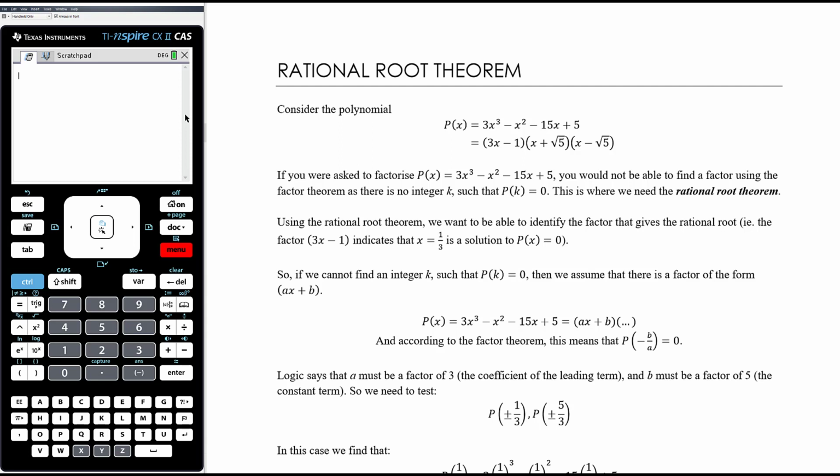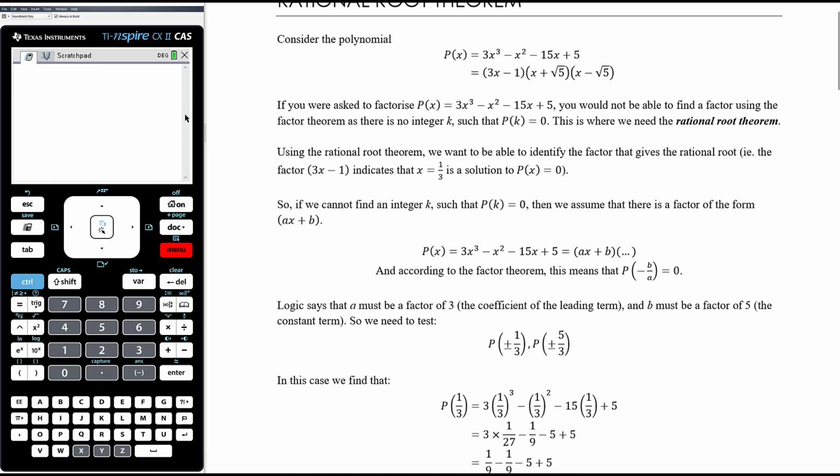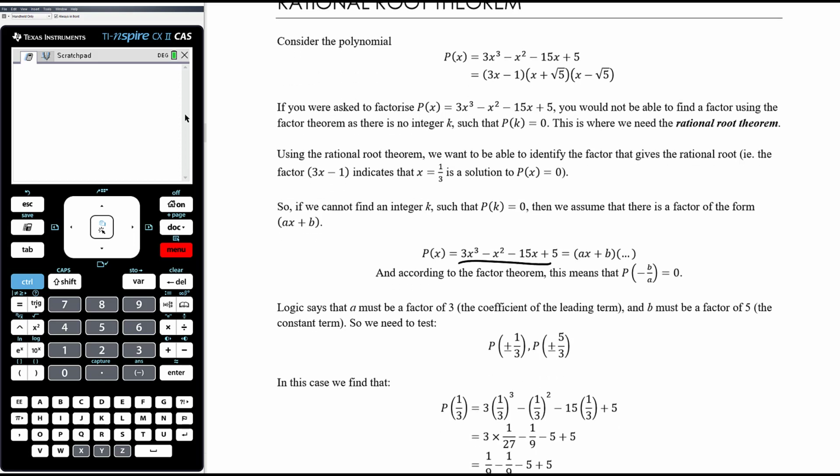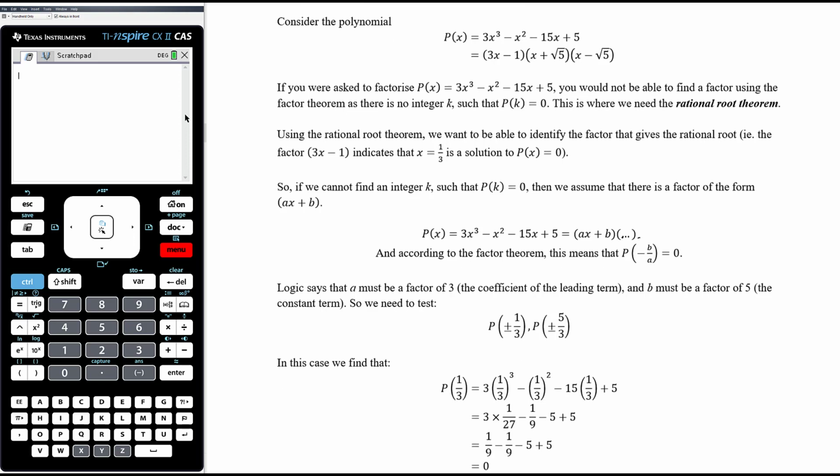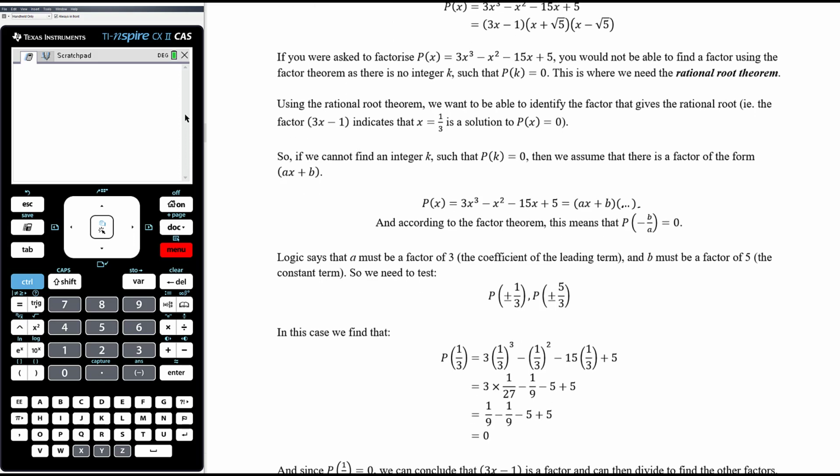If we can't find an integer that makes this true, which is what we just did, then we assume that there's going to be a factor of this form. We assume there's going to be a factor that results in a rational root, that is a fractional root. So if this polynomial is going to have a factor of this form, and then there'll be other factors, then we know that if that's a factor, p of negative b over a will have to equal 0. The other thing to think about is that the trial and error that we need to do is not infinite.